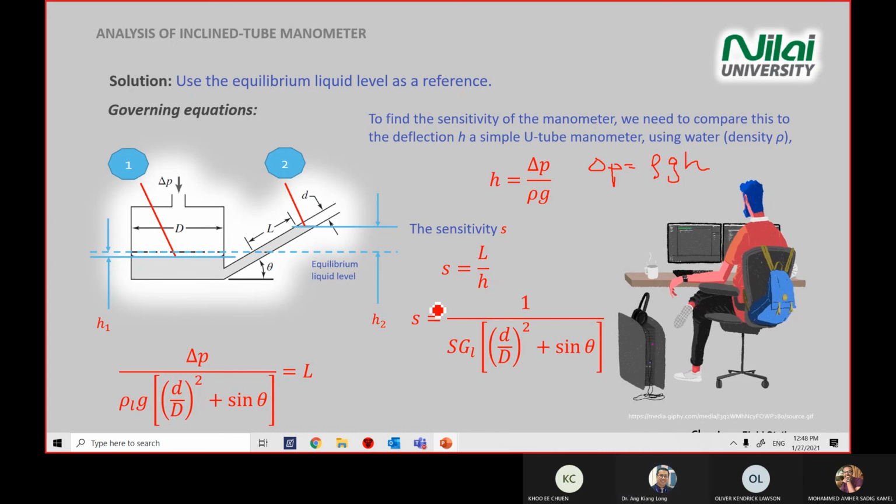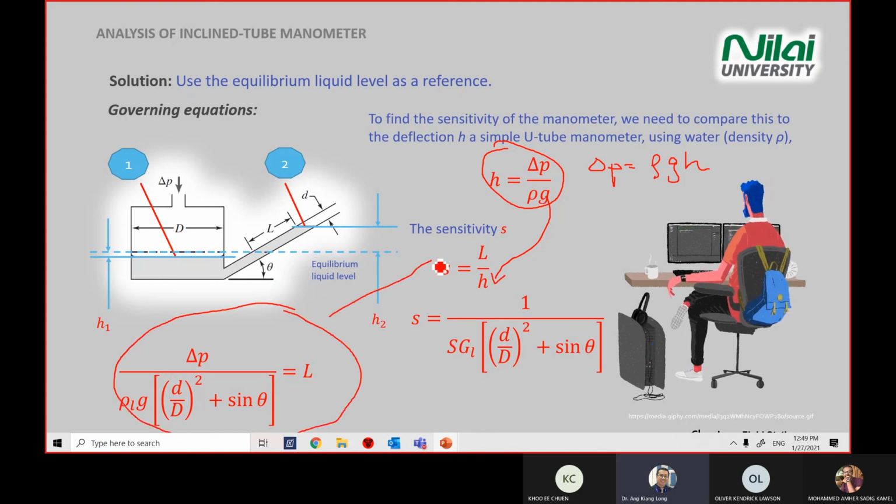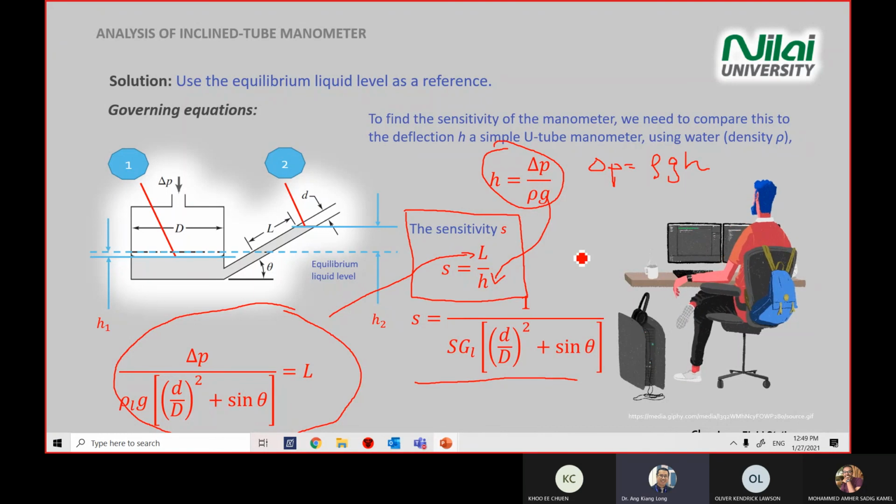And you use H equals delta P over rho g. This one, substitute here. This one, substitute here. You do your mathematical cancellation, and at the end you get this answer. Now, the important part is sensitivity. This is the second equation you learned today: the sensitivity of the manometer is given by S equals L divided by H.